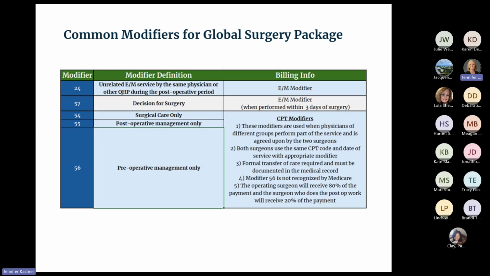Post-operative, going back to that original slide, it showed the breakdown. That's how their reimbursement will be split up amongst the different groups.